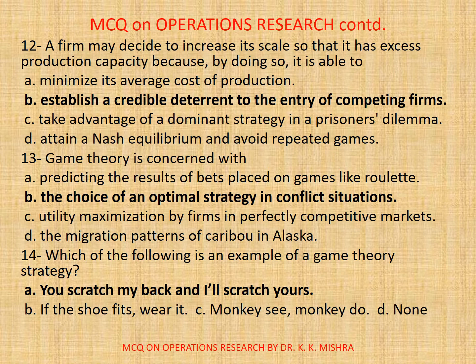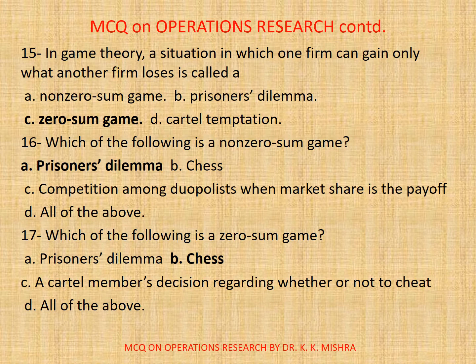14. Which of the following is an example of a game theory strategy? The correct option is A. You scratch my back and I will scratch yours. 15. In game theory, a situation in which one firm can gain only what another firm loses is called a zero-sum game. Correct option is C. 16. Which of the following is a non-zero-sum game? Correct option is A. A prisoner's dilemma. 17. Which of the following is a zero-sum game? Correct option is B. Chess.